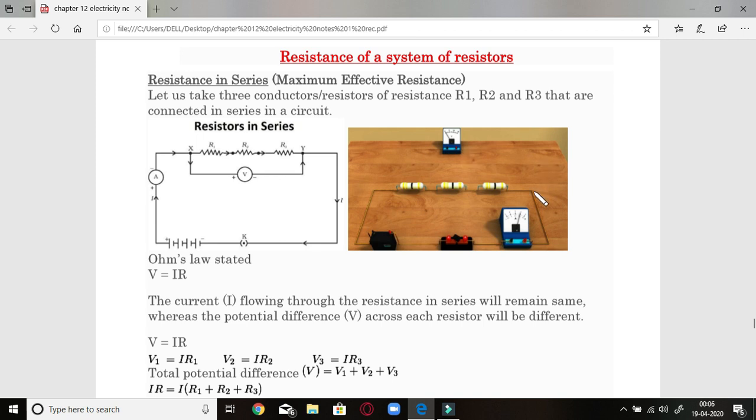Check out one very important thing: the positive terminal of the battery and the positive terminal of the voltmeter are on the same side, only then is the current going to flow through it. So always keep in mind to connect all these terminals in one direction only.